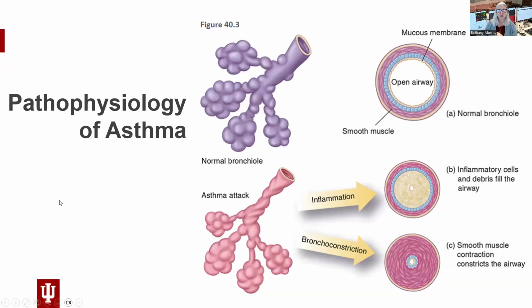What's the pathophysiology, or what happens with asthma? So basically in our figure at the top, our purple cluster is normal, full, plump bronchioles. And then during an asthma attack, everything gets shrunken down and inflamed and constricted. You can see this picture of the airway at the top. You've got a nice open airway, a mucus lining in the airway, the smooth muscle on the outside, and then you have the trigger for the asthma attack.